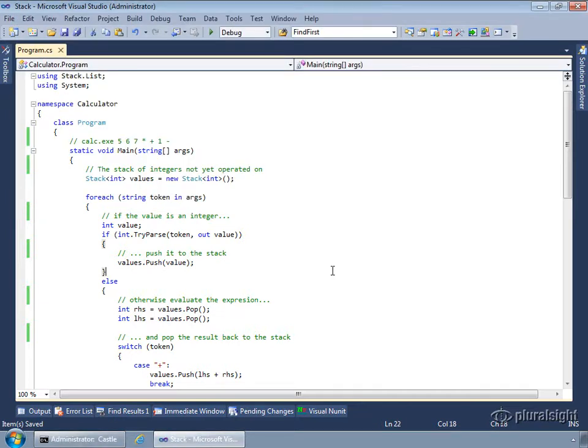So that's a postfix calculator implemented using a stack. Now one thing to note here is that whether the stack was backed by an array or a linked list or some other structure didn't matter. It was the last in, first out behavior of the stack that made this possible.